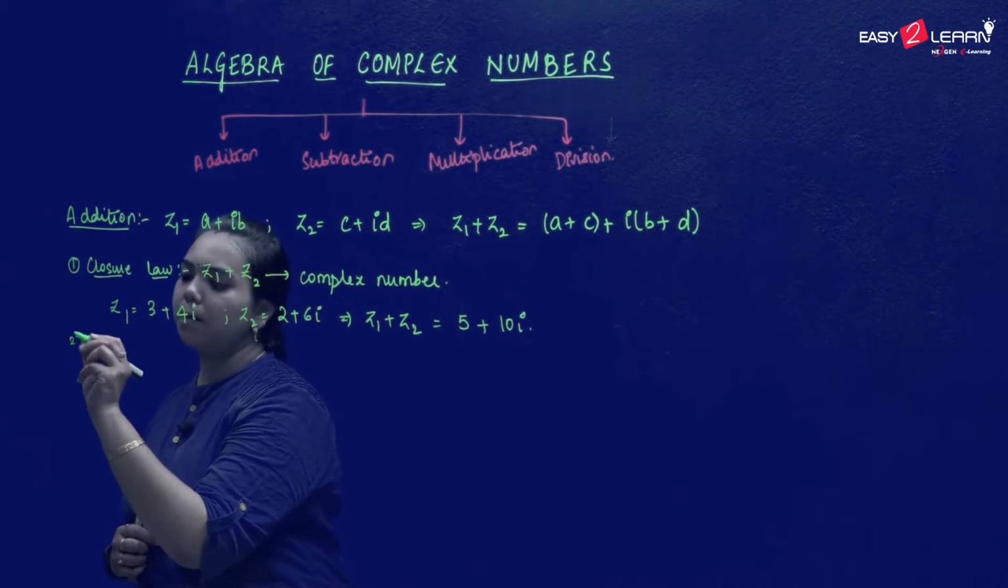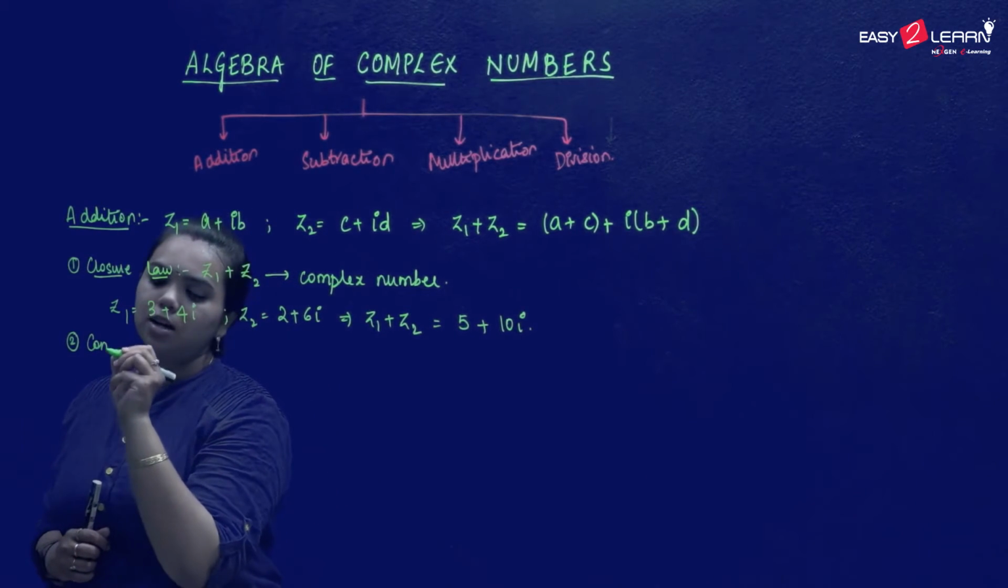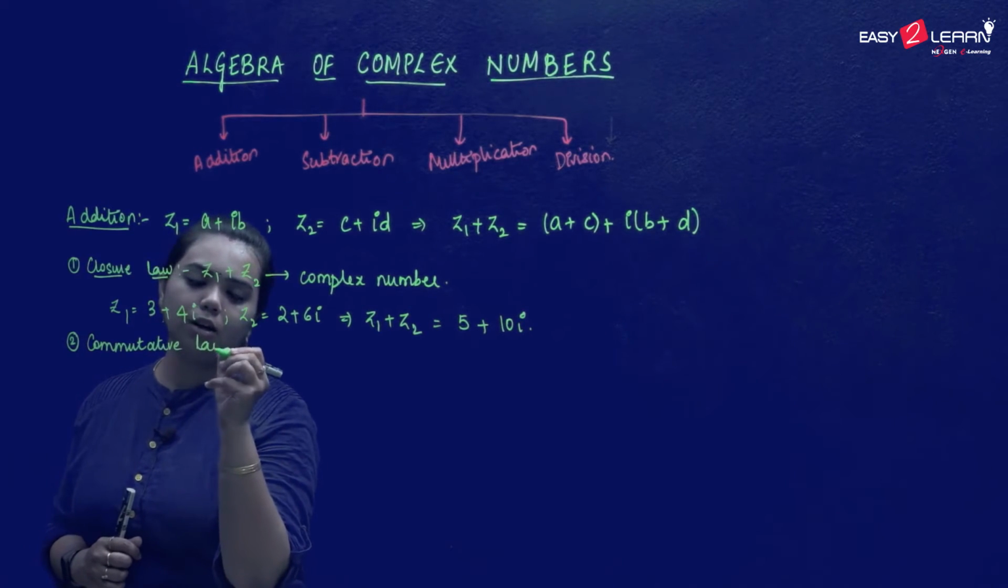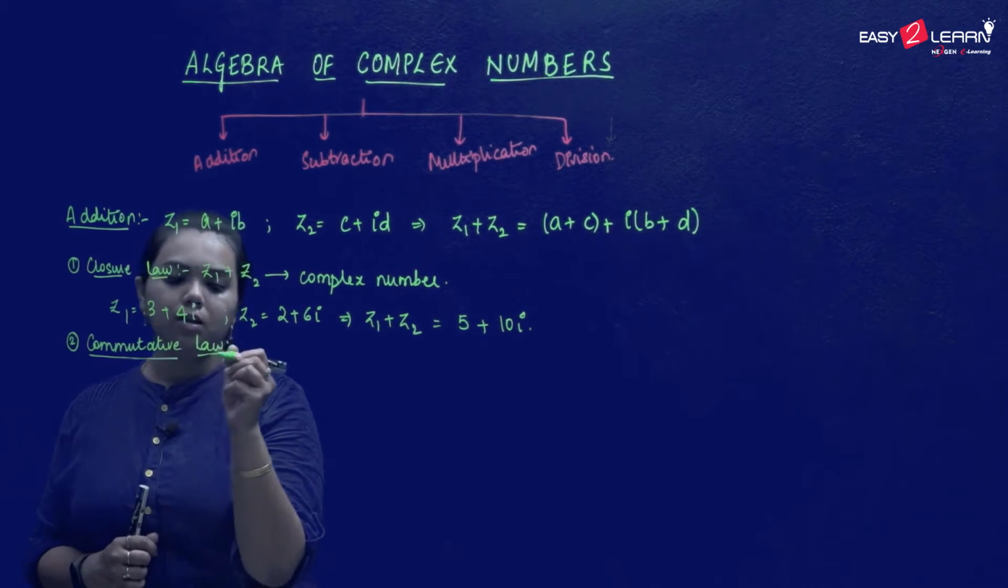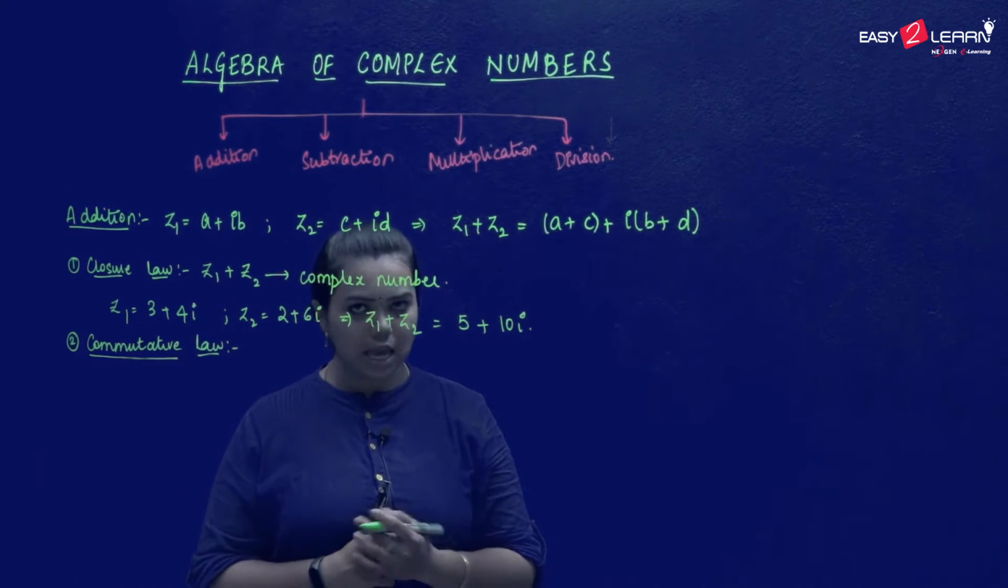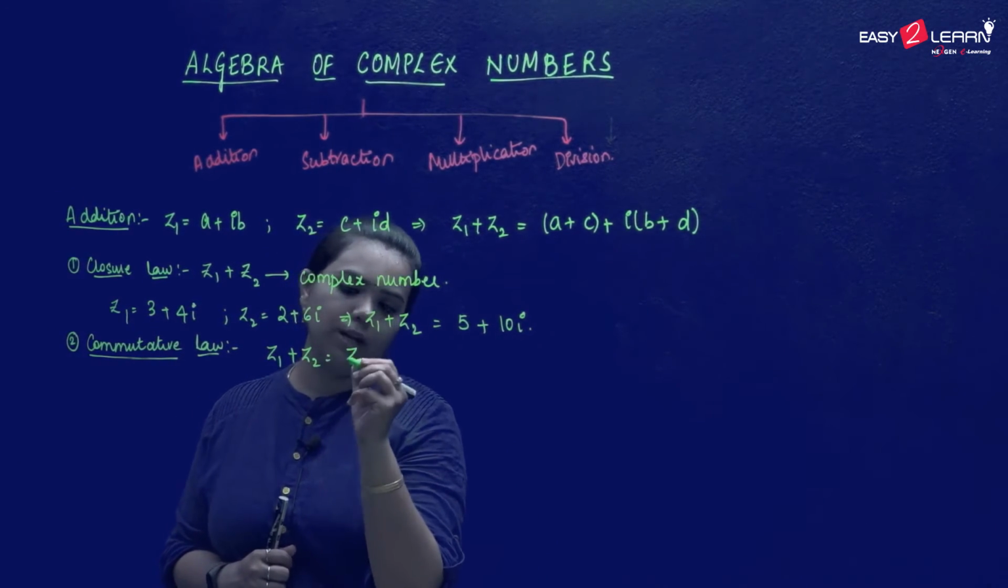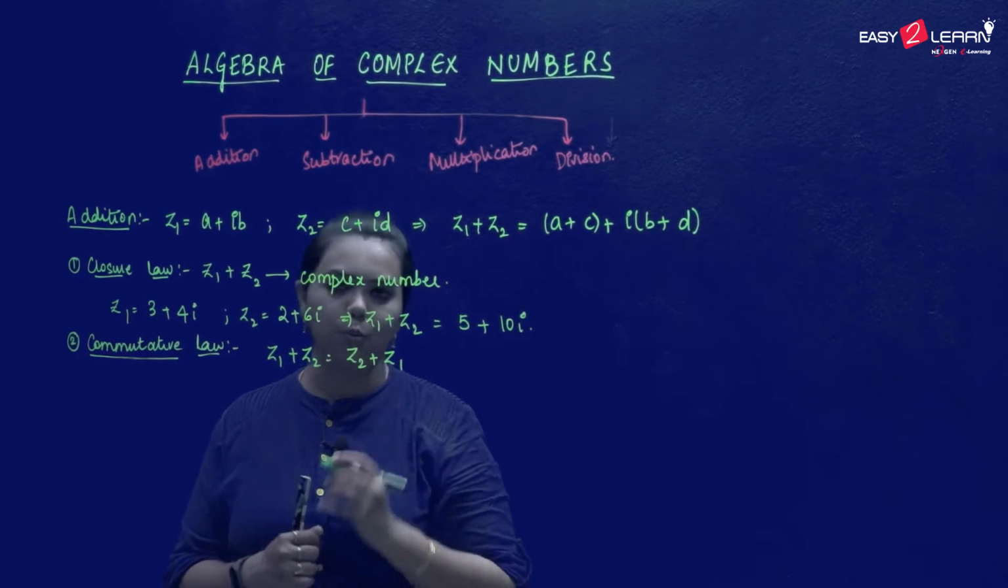The next law which comes across in this is called the commutative law. The commutative law states that the order in which I add the complex numbers gives us the same answer. That means that z1 plus z2 is also equal to z2 plus z1.